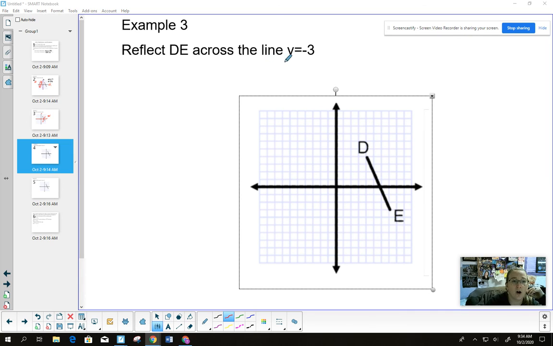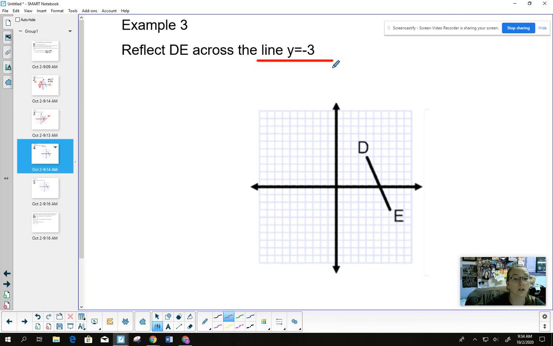Okay, now we're going to try a little bit harder one because we're going to reflect across a line. So look back to what you wrote down. You should have copied it down. This is y equals -3. Is this going to be a vertical or a horizontal line? This is horizontal. Yes, I know the y-axis is the vertical line. But y equals -3 is a horizontal line through the point y equals -3.